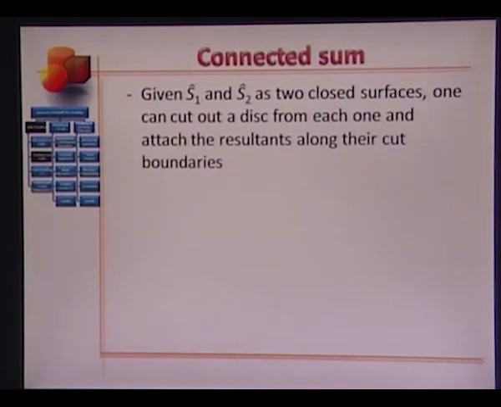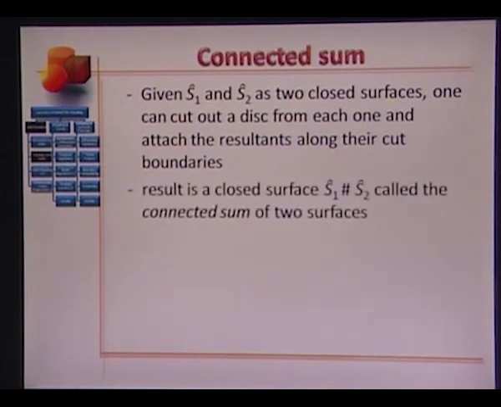We can extend this concept to that of a connected sum. Given S1 cap and S2 cap as two closed surfaces or closed up surfaces, one can cut out a disk from each one and attach the resultants along their cut boundaries. The result is a closed surface, S1 cap hash S2 cap, called the connected sum of two surfaces.